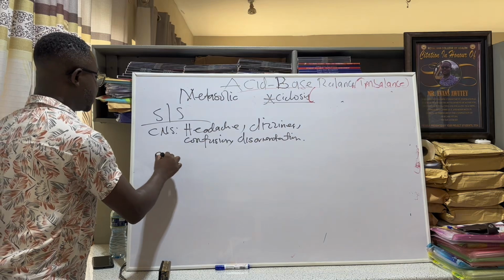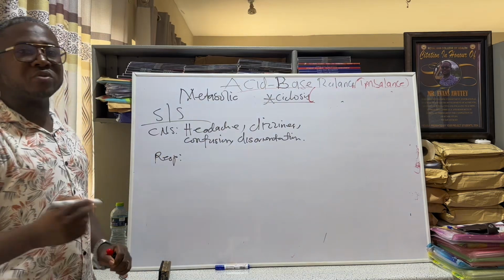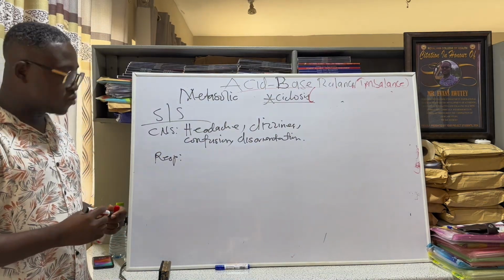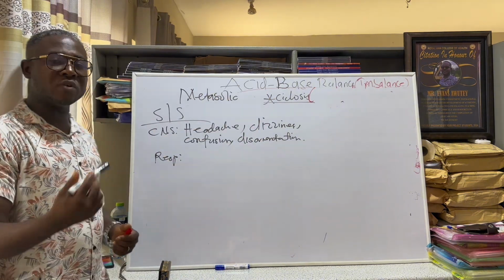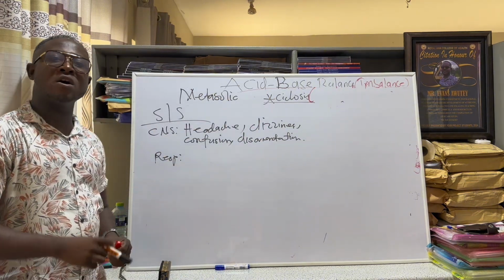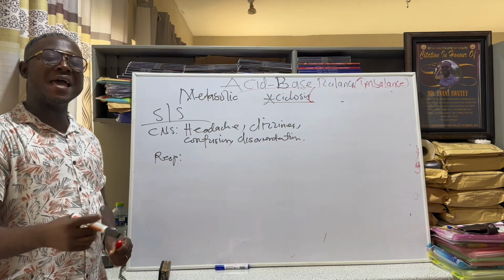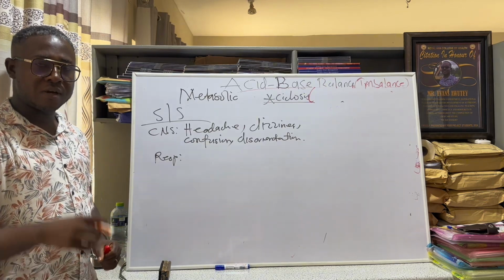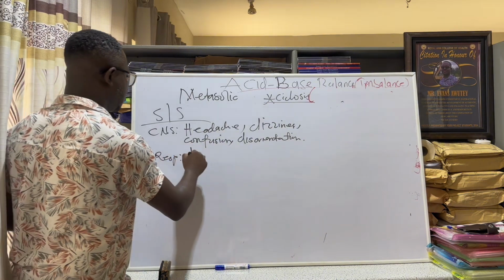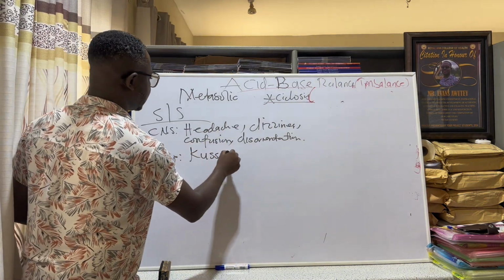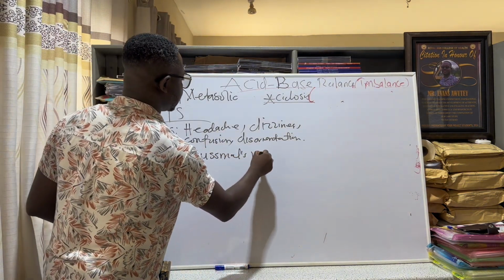Then the respiratory system. How is the respiratory system going to respond to metabolic acidosis? What they will try to do is that they will cause the individual to breathe faster and deep. Faster and what? Deep, which is known as the Kussmaul respiration.